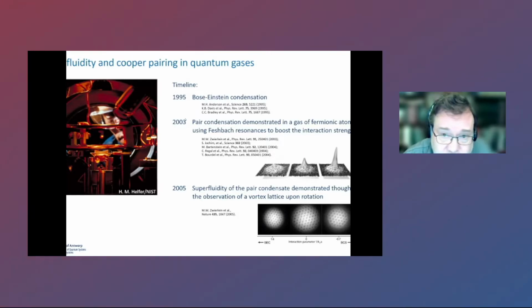It took a little while to show a pair condensation of fermionic atoms, because the fermions are harder to cool down, basically. But nevertheless, this was demonstrated. And then shortly after, it was shown that this pair condensate of fermionic atoms was also superfluid. This was done by rotating the system. If you rotate it, you see a lattice of singly quantized vortices nucleate. That's really the smoking gun proof for this superfluid.